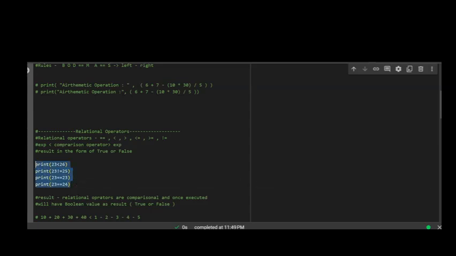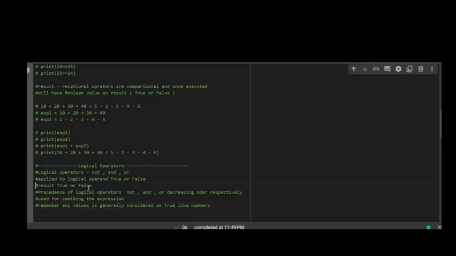But what is the catch here again? Nothing that big of a catch, but what we'll understand is that relational operators are comparison operators, and once they are executed, they will have a boolean value as the end result. That means the result should be true or false. Once the relational operator is executed, you are seeing the result, right?